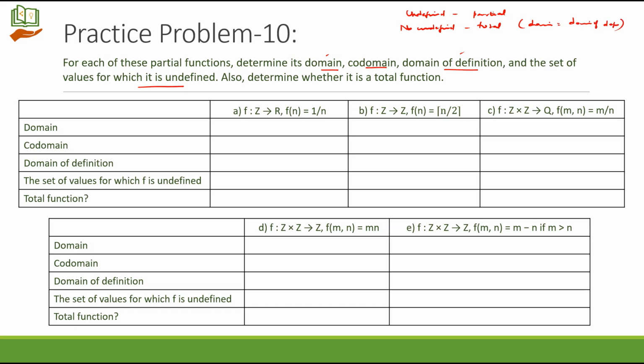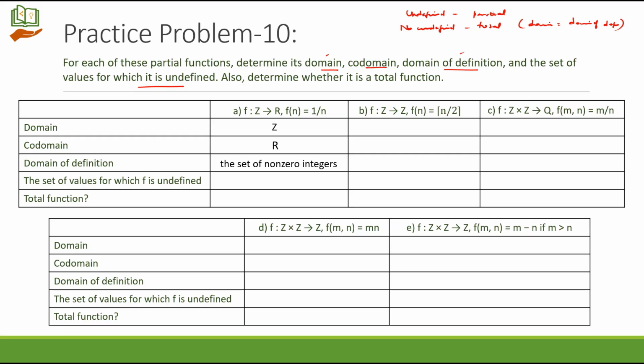Let's get on to the first function. Integers to real numbers, f of n is equal to 1 by n. So what is the domain? Set of integers, so it is Z. What is the codomain? It is real numbers, R. So what is the domain of definition? 1 by n. Do we have something called 1 by 0? No. So the domain of definition will exclude 0. So the set of non-zero integers can be placed here. It can be either positive or negative, that does not matter. But 0 should be excluded.